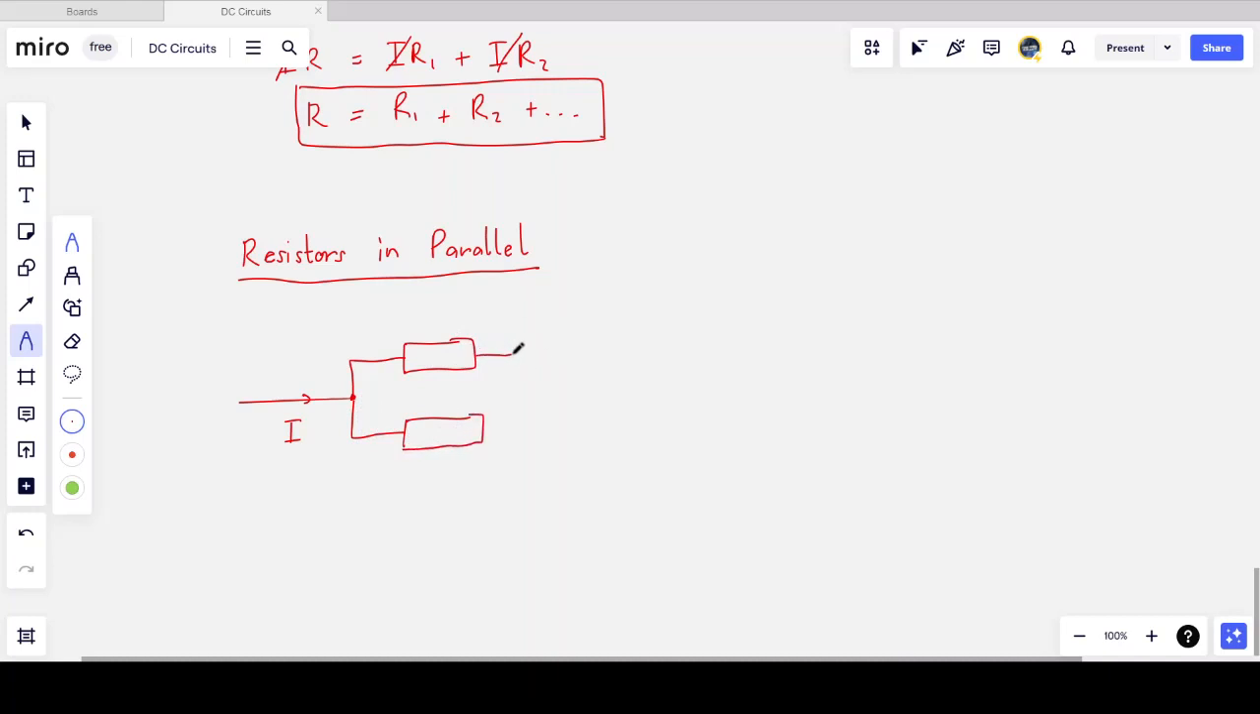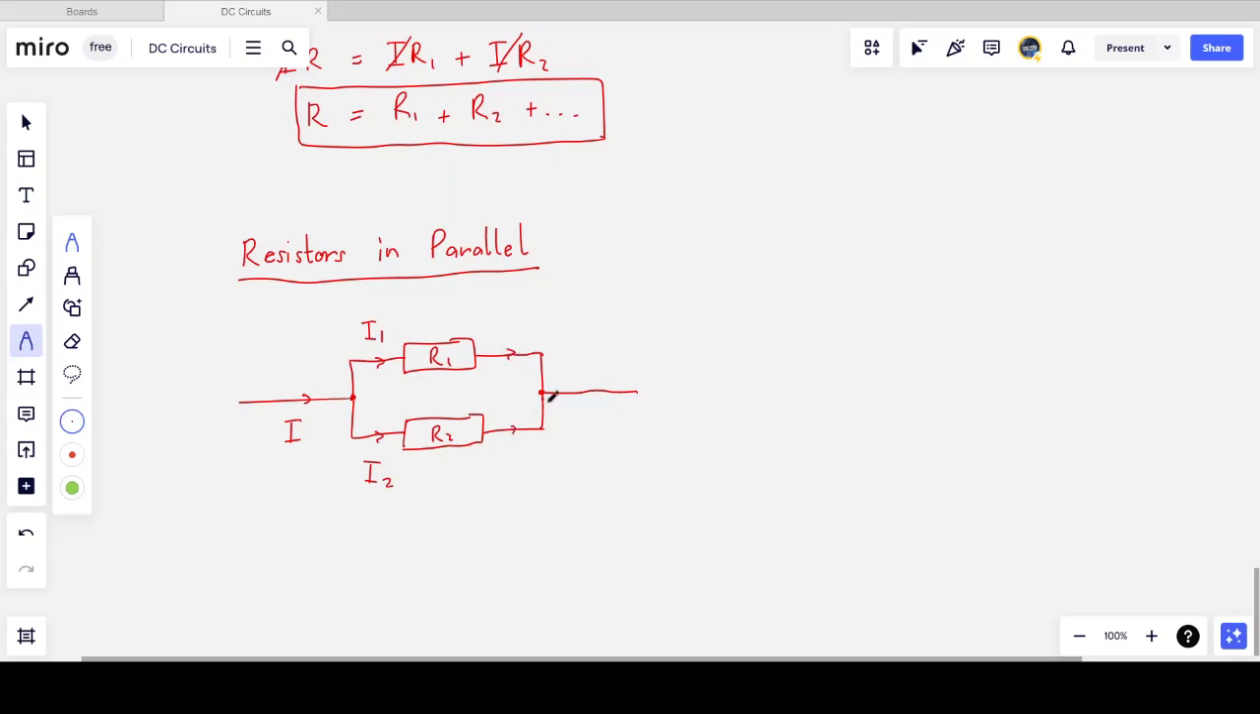So if two components lie in different branches, we say those two components are in parallel with each other. They don't follow each other one after the other. So the resistor on the top is resistance R1 and the resistor on the bottom is resistance R2. So I'm going to say that the current breaks up into I1 on the top and I2 at the bottom.